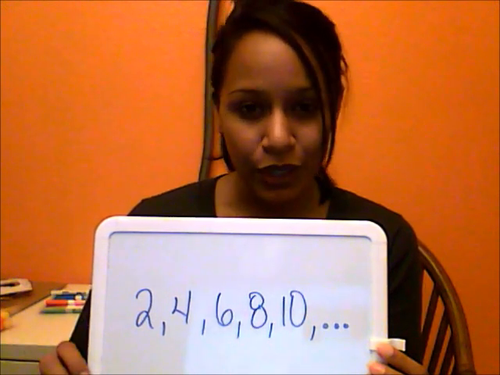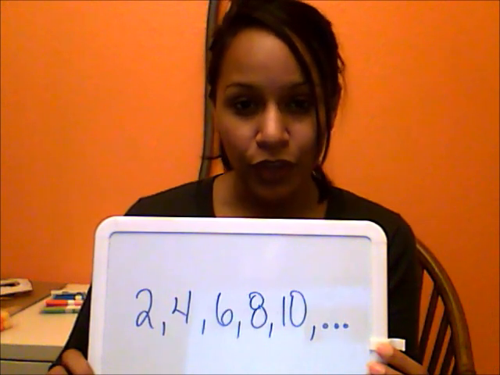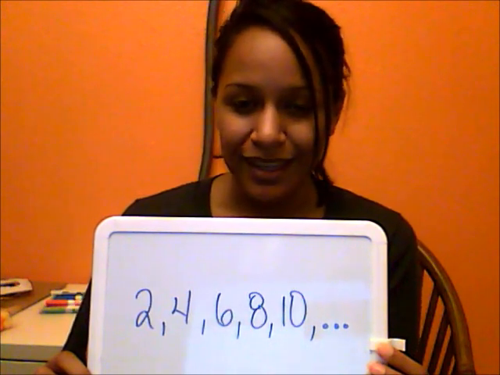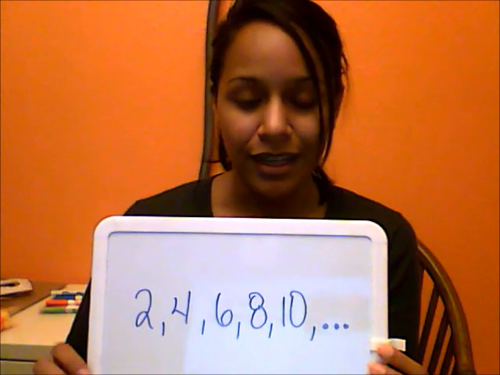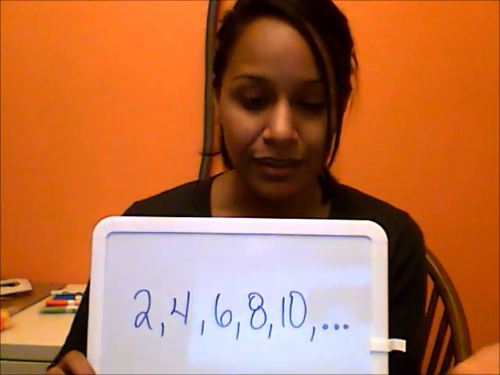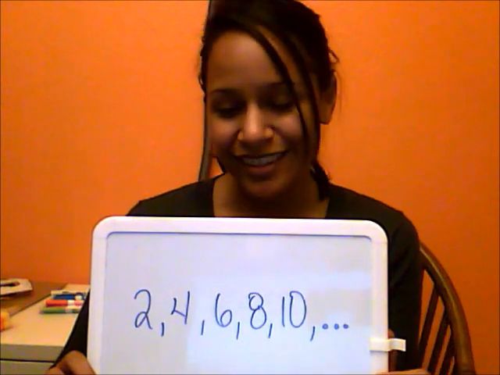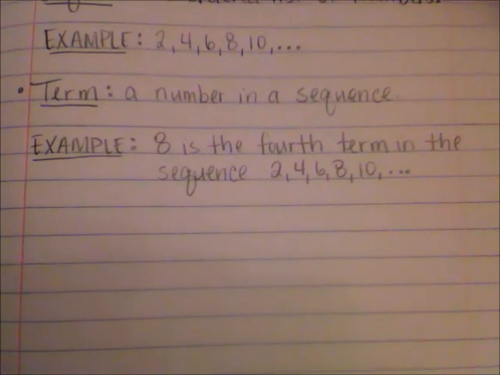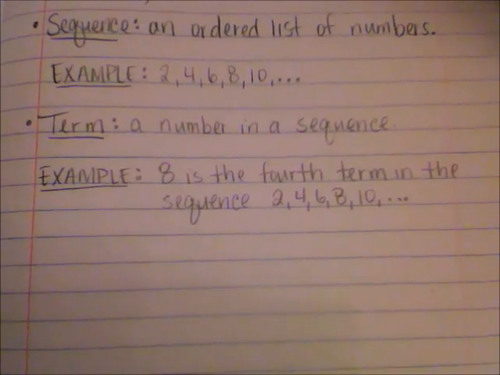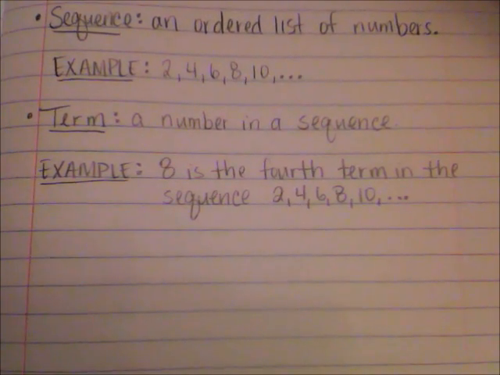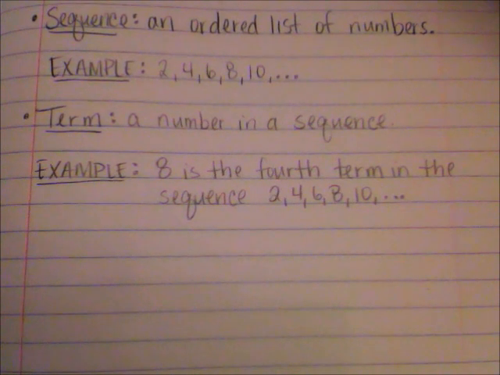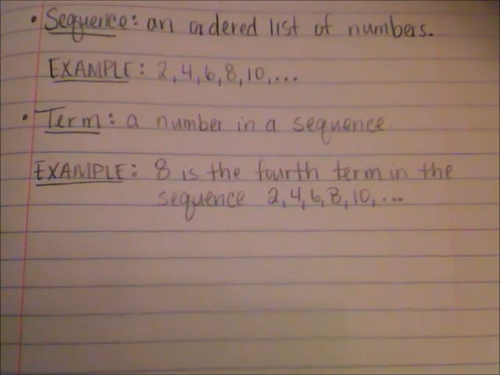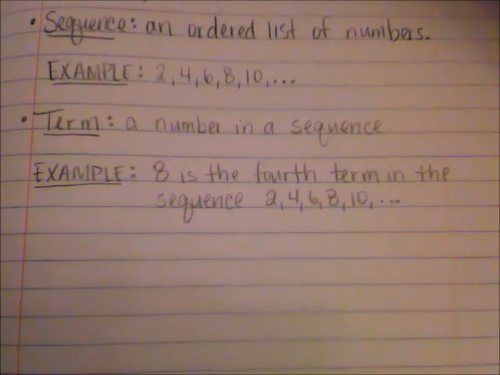Going back to the example I wrote for y'all on the dry erase board, 2, 4, 6, 8, 10. This sequence, every number in this sequence is called a term. So 2 would be the first term, 4 would be the second term, 6 would be the third term, and so on until the sequence ends. And basically, since we have the ellipsis, this sequence is not ending. So I went back to my composition notebook and I added the word term to our vocabulary list. And again, term means a number in a sequence. The example I gave you is that 8 is the fourth term in the sequence 2, 4, 6, 8, 10.